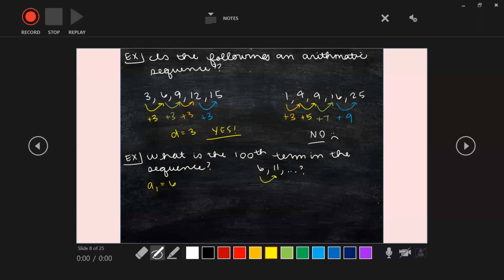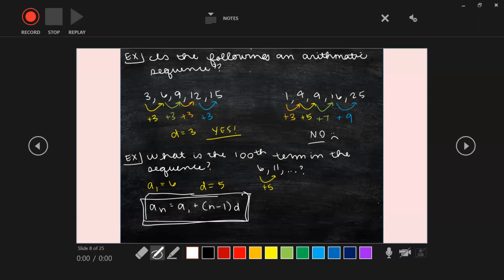So let's see if we can find the common difference. What's the difference between 6 and 11? You're adding 5. So what variable represents 5? D. So that's going to be our common difference. So you are going to use this formula whenever you have any questions like this. A sub n is equal to A sub 1 plus n minus 1 times D. This is very, very important. Put little stars around this thing. You're going to use this a lot. And as long as you have your formula, these problems shouldn't be too bad.